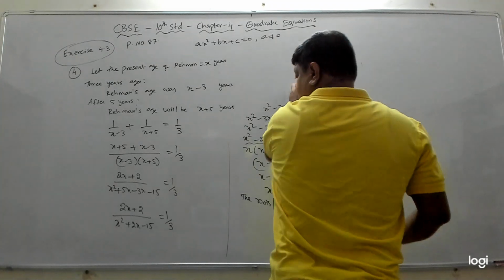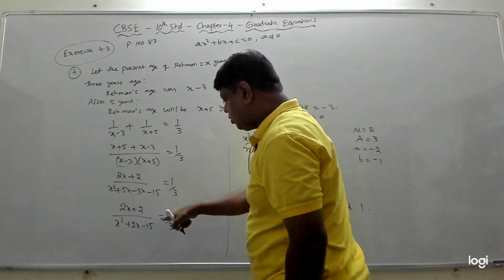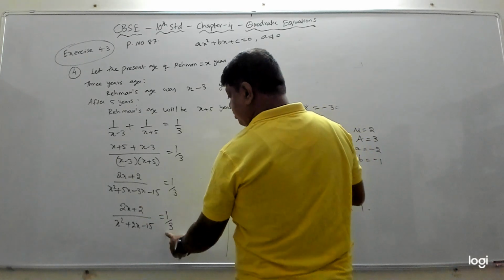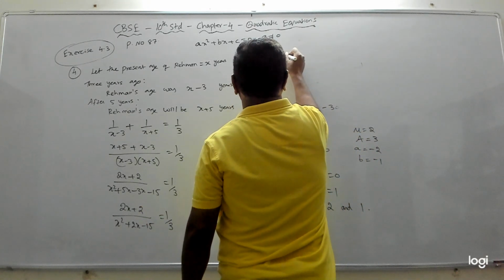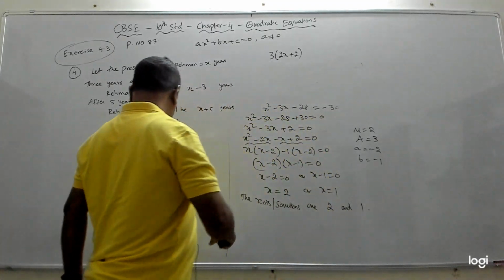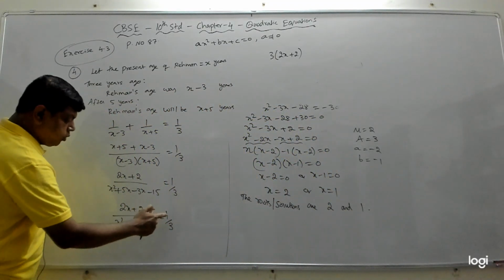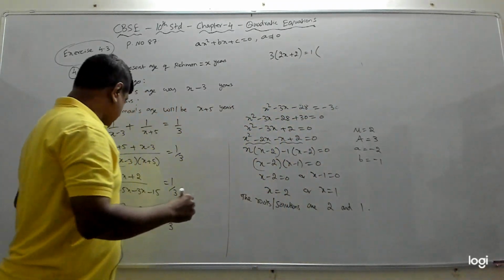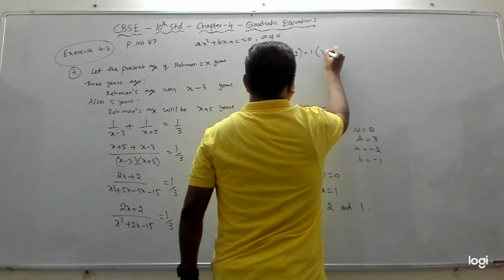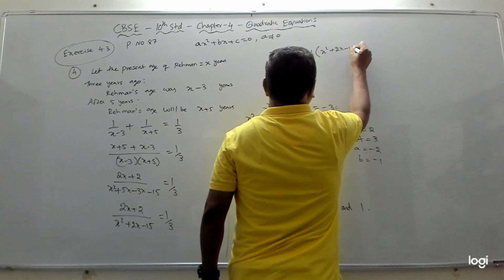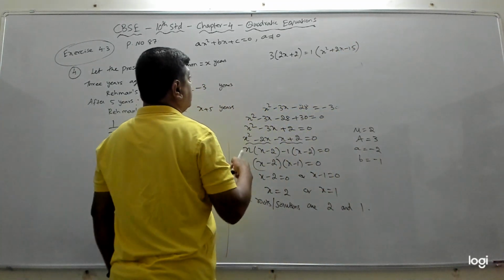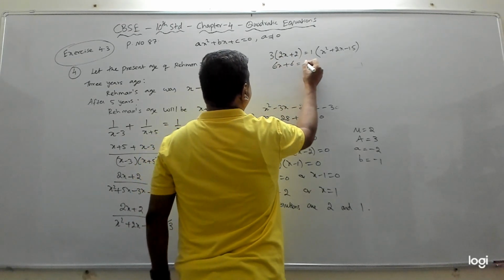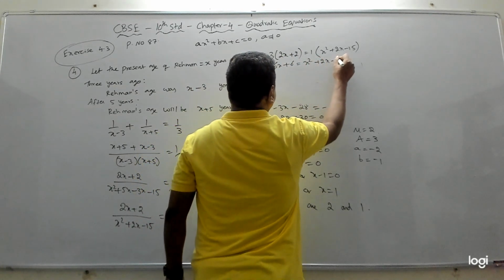Right? So this becomes, you'll have to say 3 into this equal to 1 into this. Or you can say this into this equal to this. So we'll do this: 3 into 2x plus 2 equal to 1 into x square plus 2x minus 15. Now if you simplify this, it will become 6x plus 6 equal to x square plus 2x minus 15.